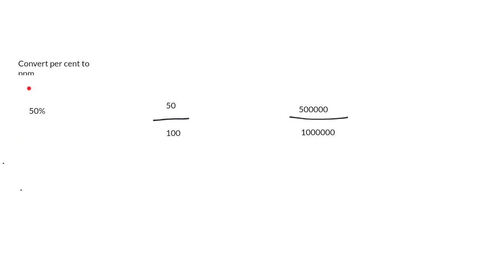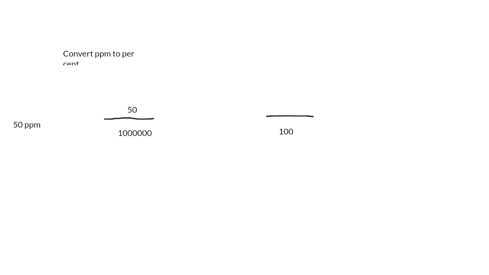I'm over here now, 50%, which is 50 over 100. But now I'm going to convert it to 500,000 over 1,000,000. And you would agree that 500,000 is half of 1,000,000, and 50 is half of 100. And we did that all by hand and no calculator. Okay, now this might seem a little harder, but now we're going to convert something that's in parts per million to percent. And I chose 50.